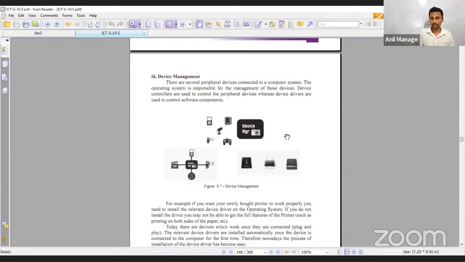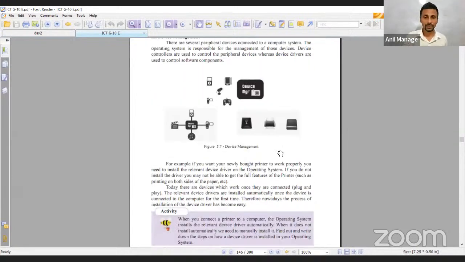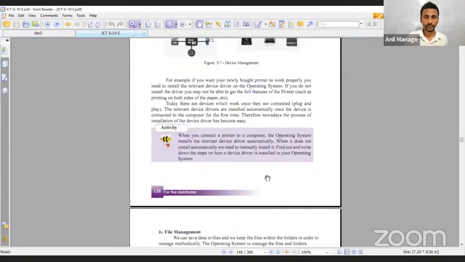So when you switch on the printer, it is detected. Then when you switch off, it will not be detected. Printing these things, then checking the ink level. Those are related to device management. I took only the printer, but other devices, scanner or whatever it is, also have to be managed. That is also done by the operating system.